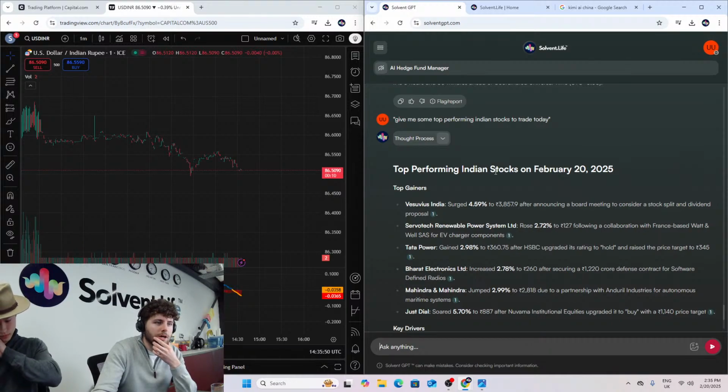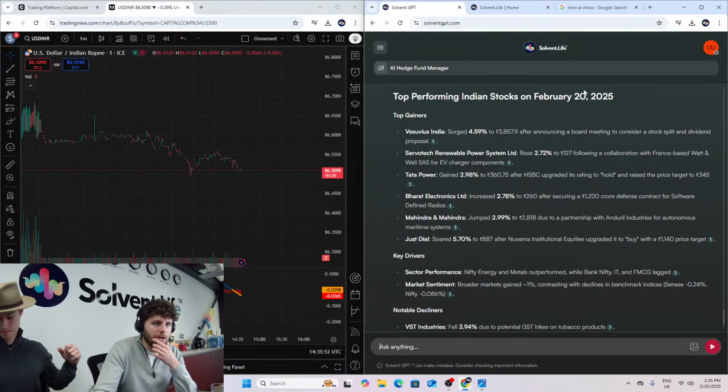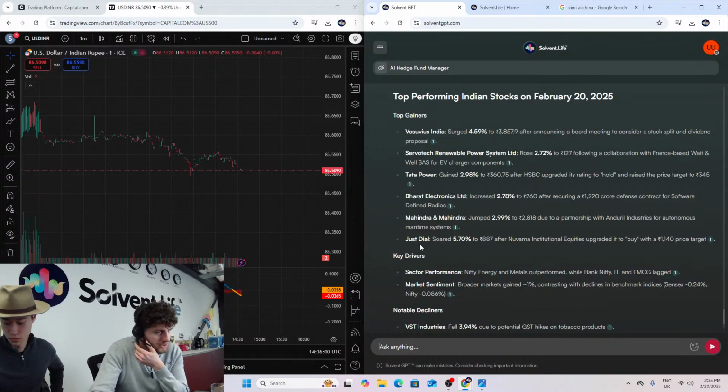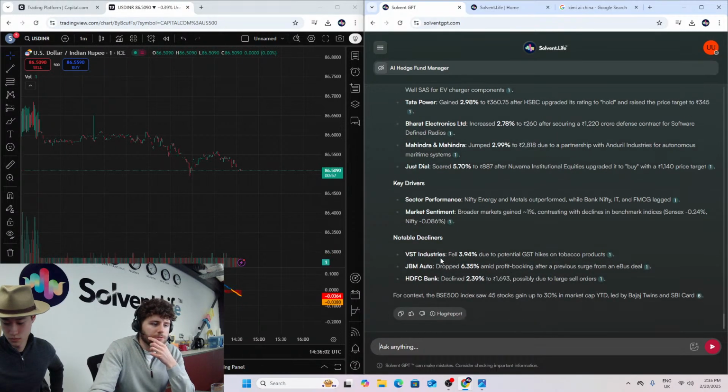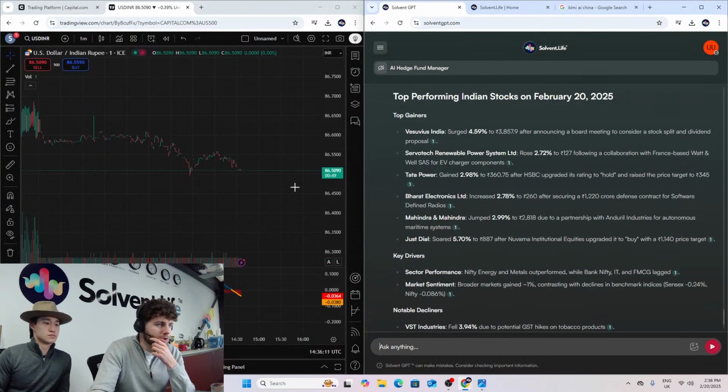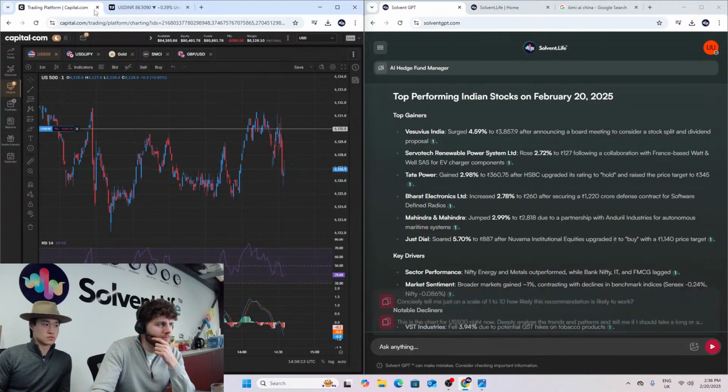Top performing Indian stocks, February 20th, 2025: Vesuvius India, Servotech Renewable Power System, Just Dial, Hara Electronics, Mahindra and Mahindra. Fantastic. Some good trades that we have here.